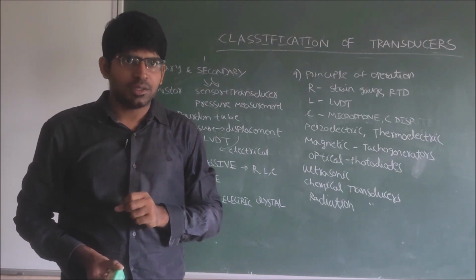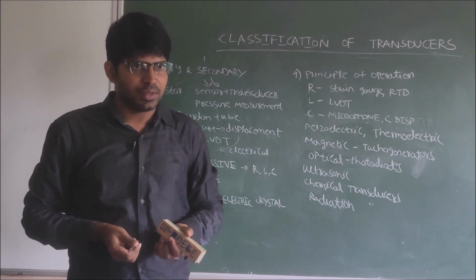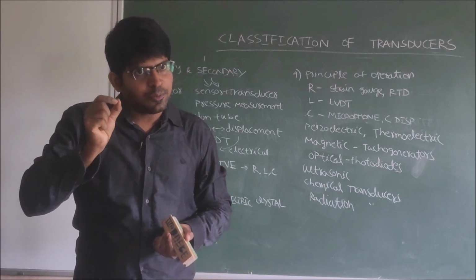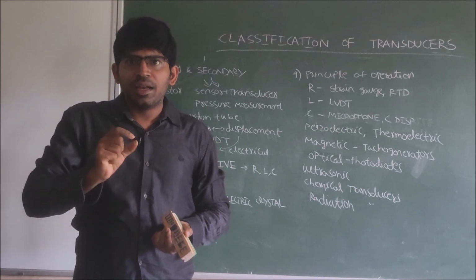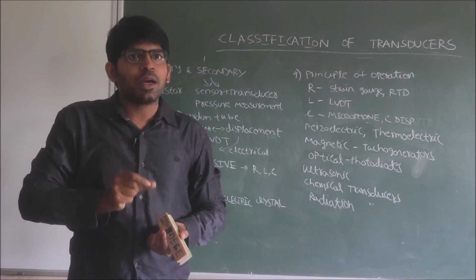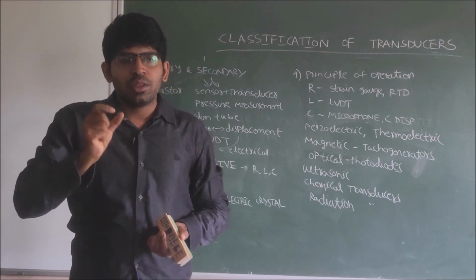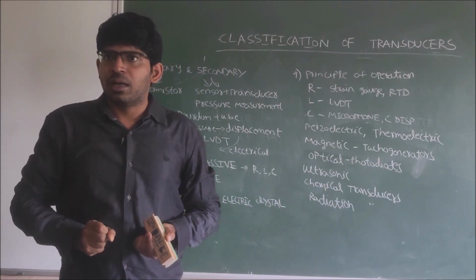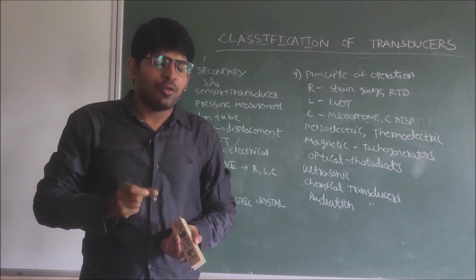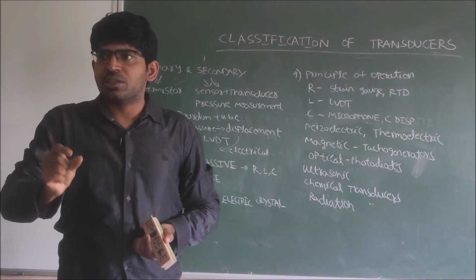A primary transducer directly converts the physical signal into an electric signal. Whereas in a secondary transducer, first it detects the physical signal and converts it to another form. This other form is then converted to an electric signal by using a transducer. So in the secondary transducer, the physical signal is not directly changed to an electric signal, whereas in a primary transducer, it is.